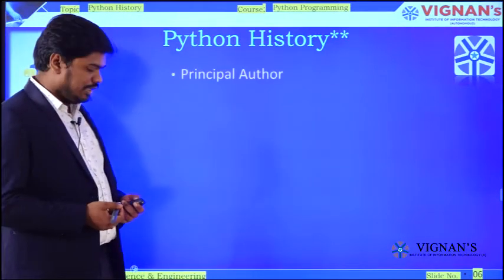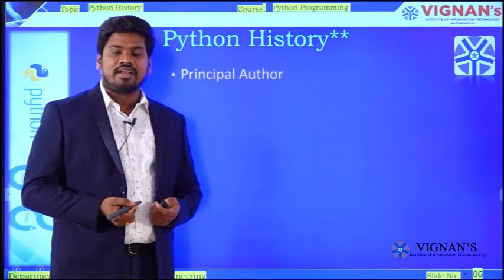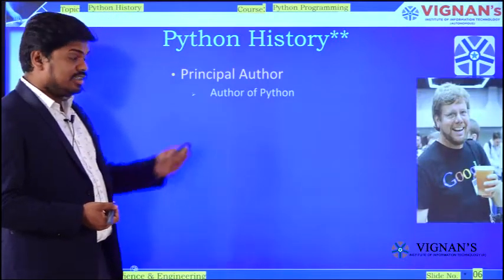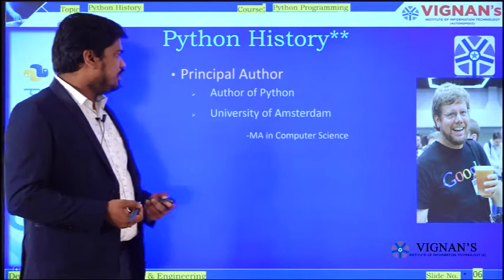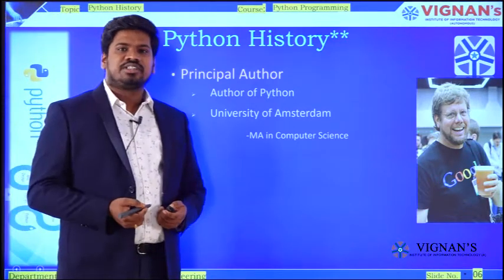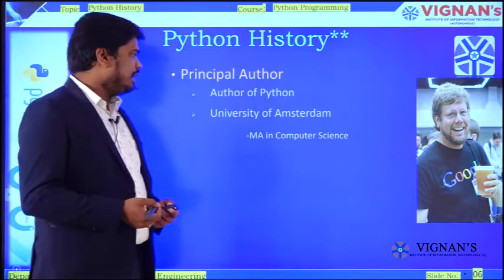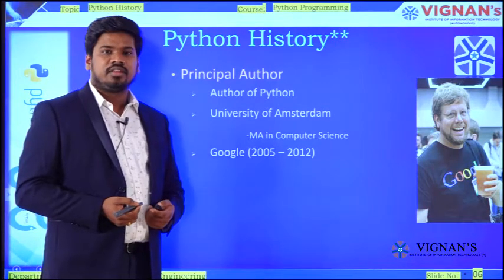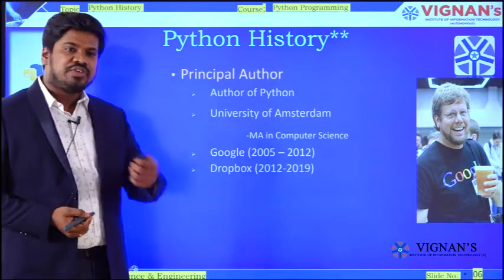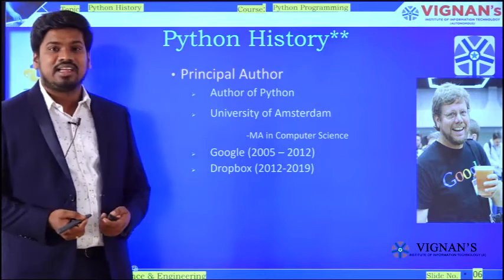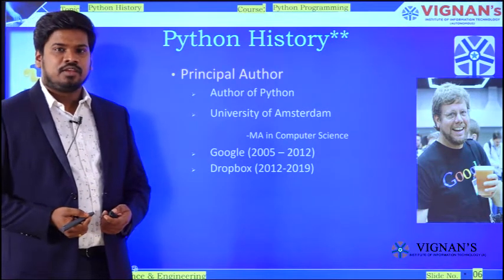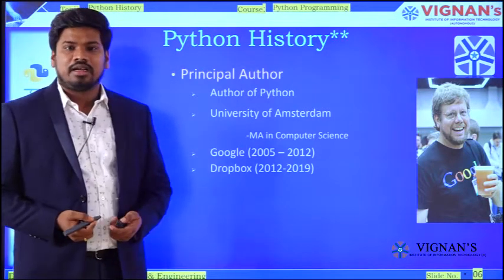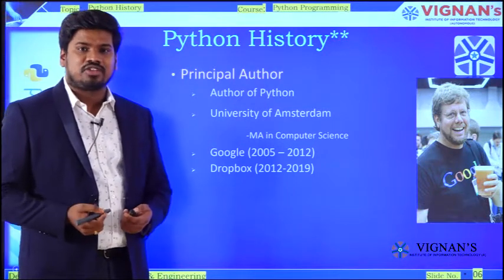Coming to the Python history, the principal author of Python is Guido van Rossum, as I have already explained in my previous slide. He studied at the University of Amsterdam and did his MA in computer science. He worked at Google from 2005 to 2012, and after that he shifted to Dropbox, where he worked till 2019. So this is the entire introduction to the Python author, Guido van Rossum.